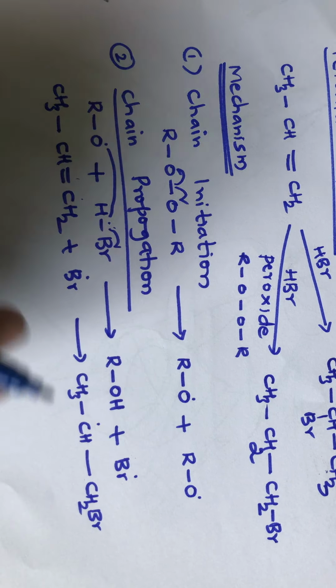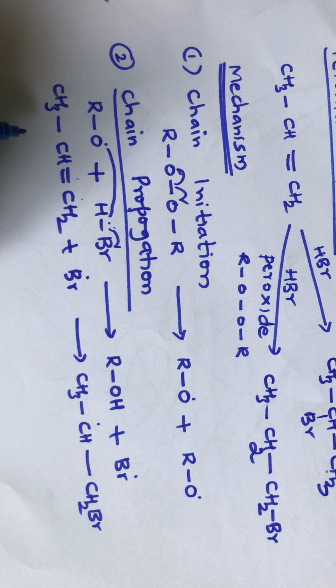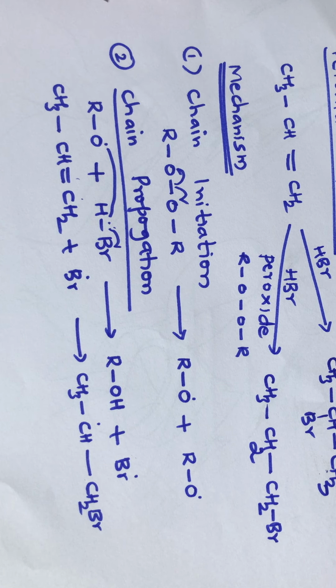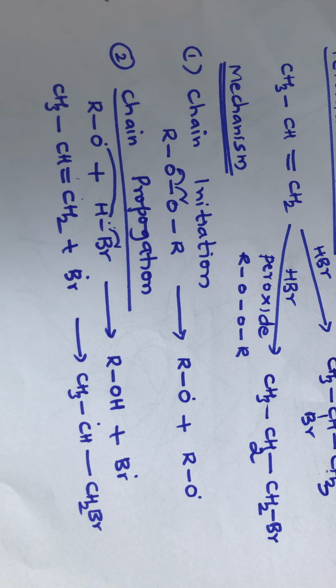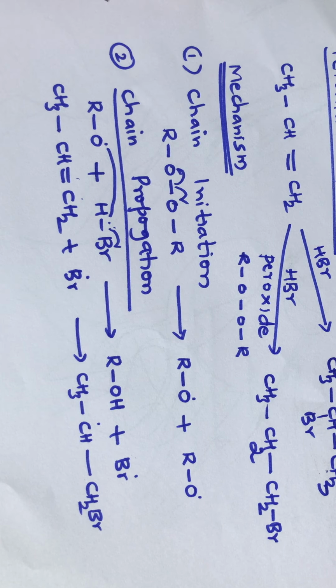Okay. Next comes the chain termination reactions. So in a chain termination reaction, what will happen is a free radical will combine with another free radical to end the product.